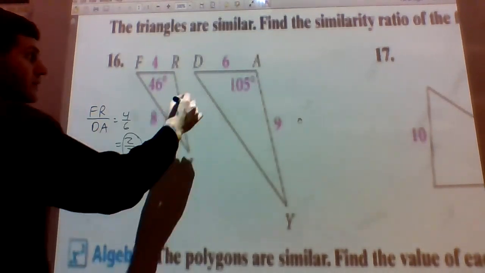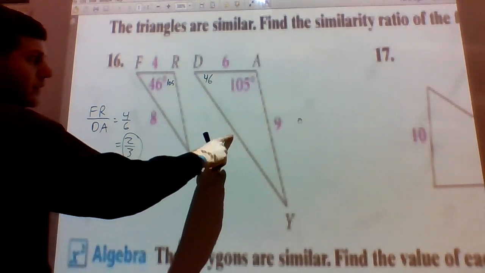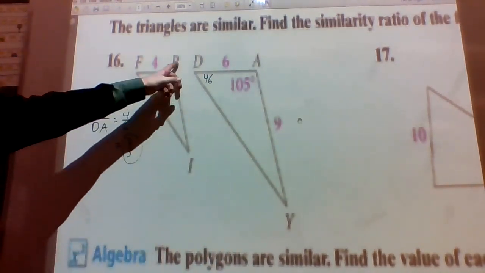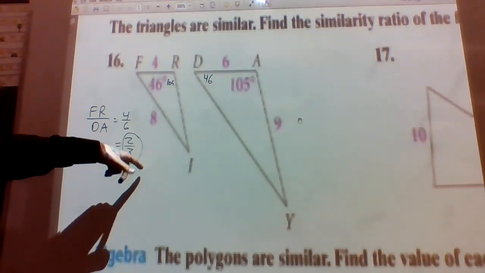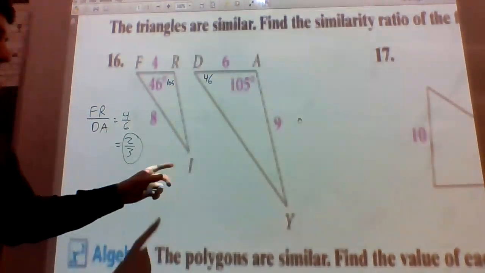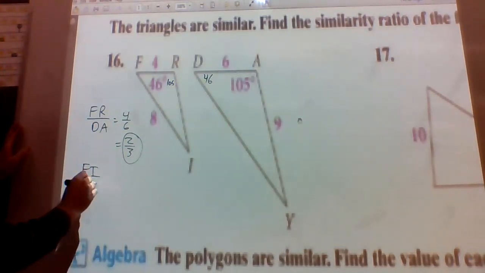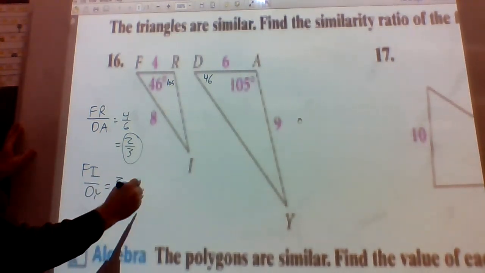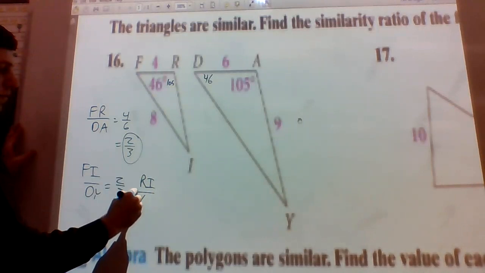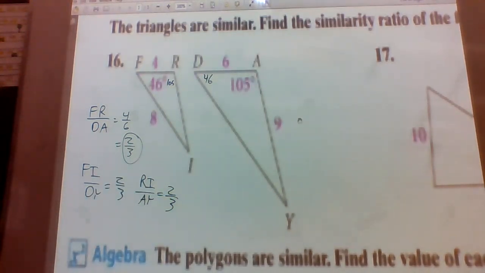All right. We could find the rest of this if we needed to. We know that's 105. We could find the missing angle. We could find the length of DY. We could find the length of RI. The question just wants the similarity ratio, okay, which is 4 over 6. So FI over DY is going to equal 2 over 3. RI over AY is going to equal 2 over 3. Okay, so 2/3 is the similarity ratio.